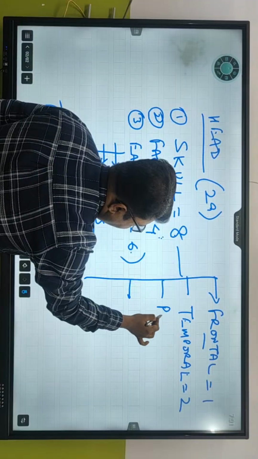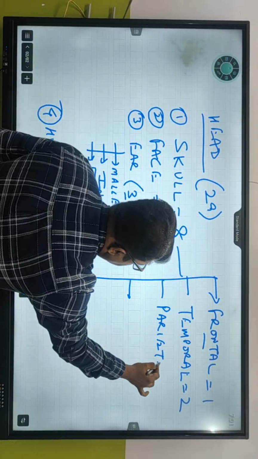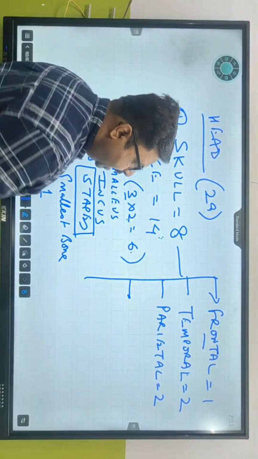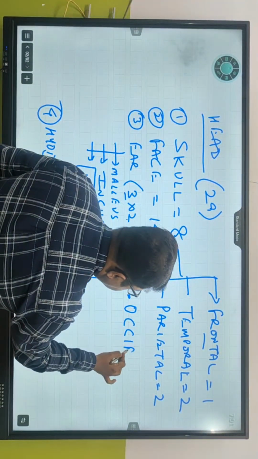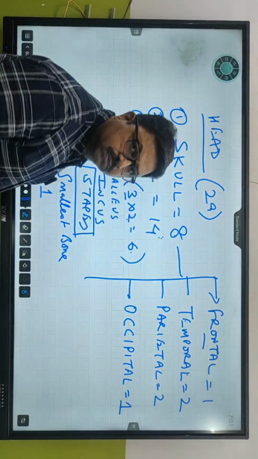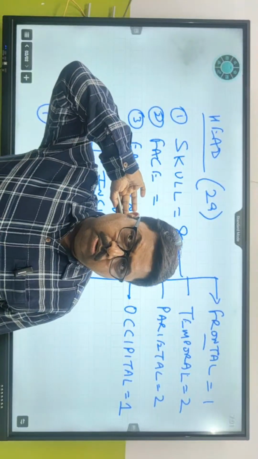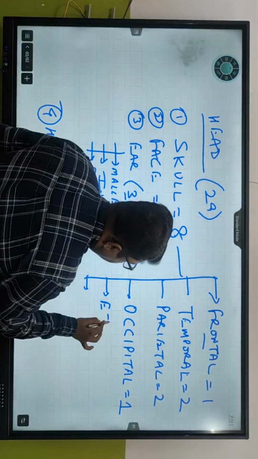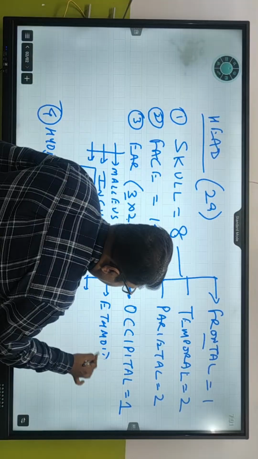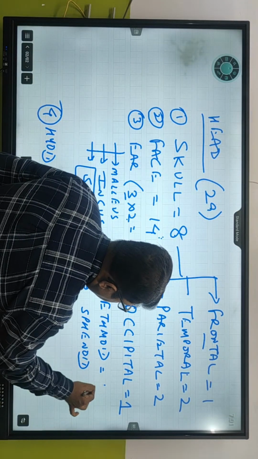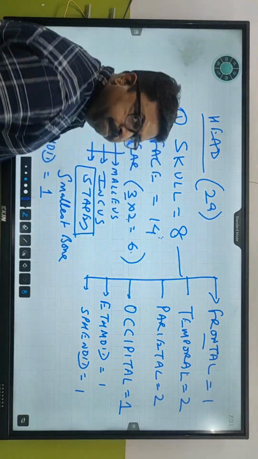Then there is parietal bone. How many bones are there in parietal? 2 bones are there in parietal. And then there is occipital bone. How many bones are there? Occipital 1. Occipital is there at the back. Occipital bone, done. And then we have got 2 other bones which are called ethmoid and sphenoid. Ethmoid 1, sphenoid 1. Clear?